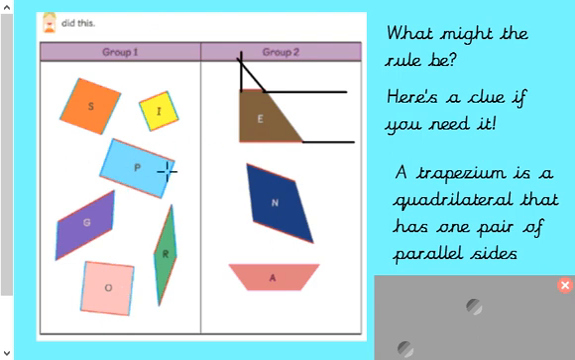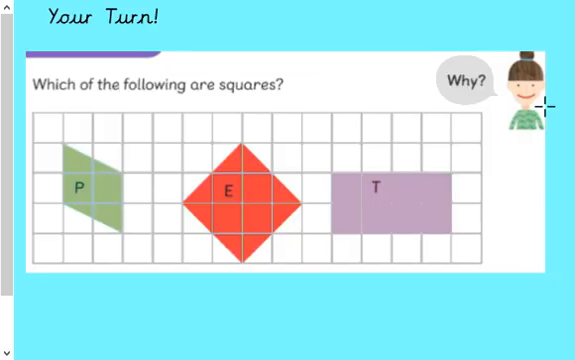So that's the difference between these two here. Okay, now it's your turn. There are three shapes here. Which of the following are squares, and can you say why? One of them is a square. Can you say which one and why?